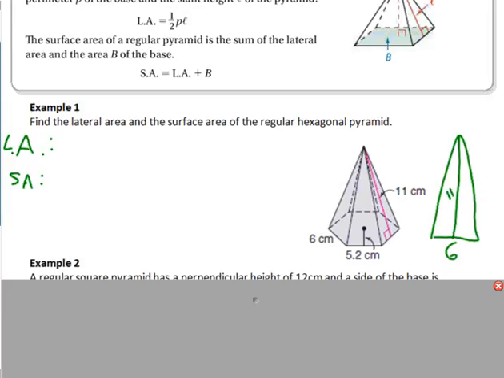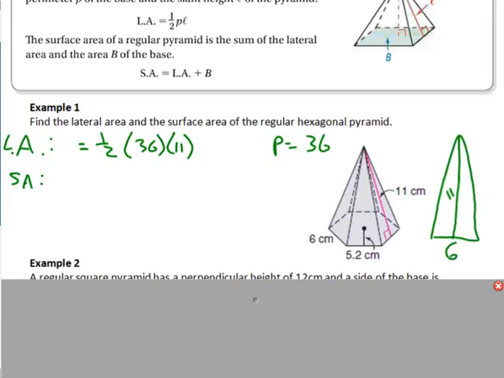That's easy enough. The lateral area would be equal to 1/2 the perimeter, so 6 times 6, the perimeter is 36, because there are 6 sides, times the slant height, which we're given as 11. And we can find the lateral area. Plug that into your calculator.